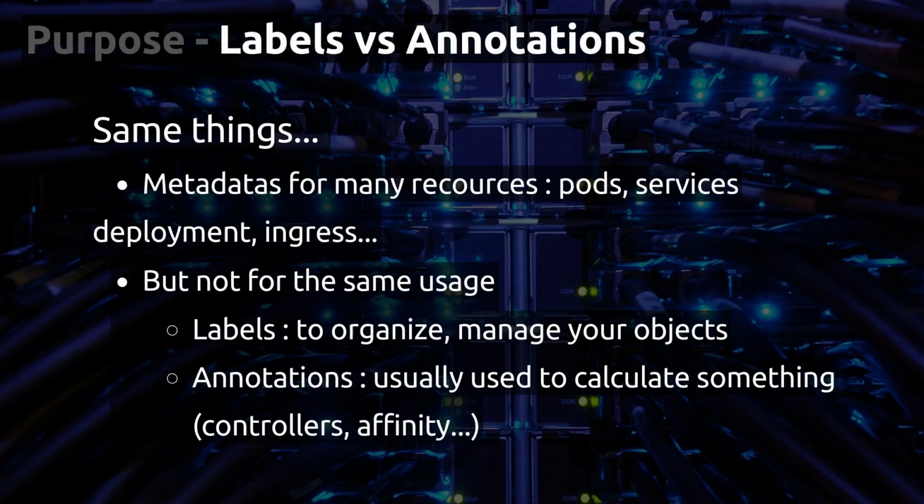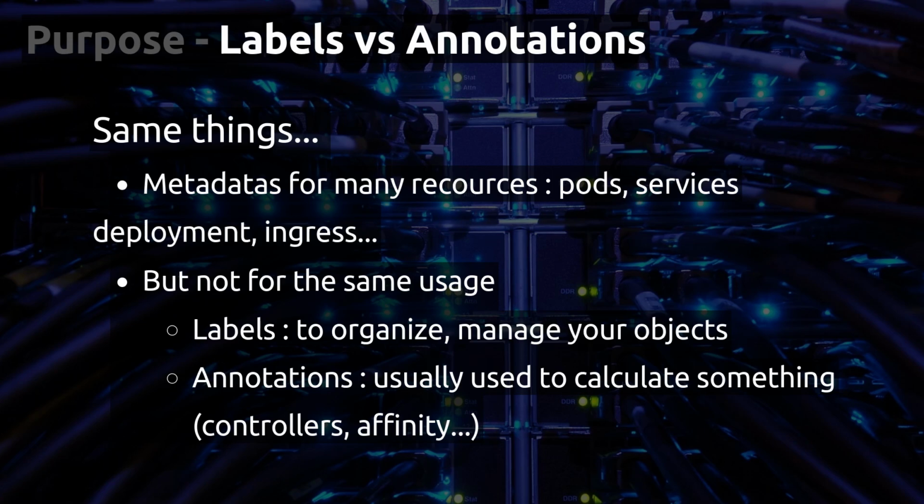Labels and annotations are the same thing, also in the behavior and in how to set them. It is exactly the same. This is metadata, and you can handle it with kubectl label or kubectl annotate, exactly with the same command line. But at the end, it is not exactly the same thing. You can set it for pods, for services, for deployments, etc. But the label is just used to organize or to manage your objects.